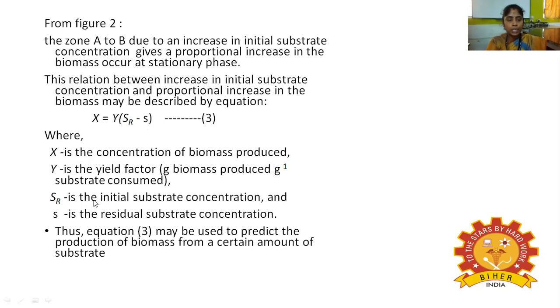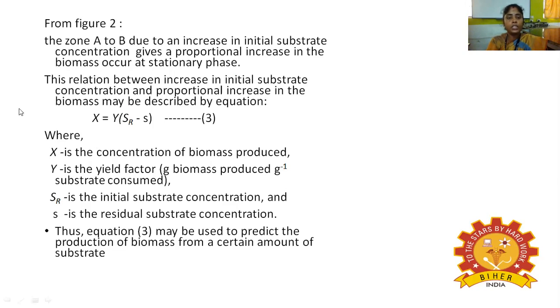So what is SR? It is the initial substrate concentration, which will be a maximum of about 100 or 200 or maybe 1000. And S is the residual substrate concentration, which means that at the end of the batch fermentation process, the concentration of substrate will be minimum or negligible.